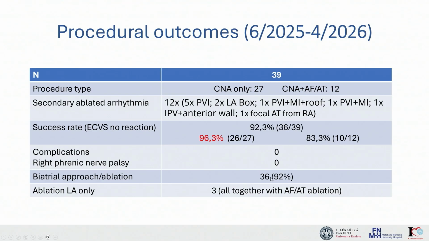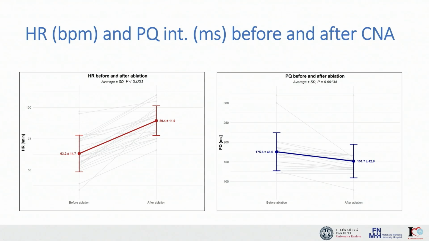You see the majority of these patients were treated with a biatrial approach, and in those we did ablation just from the left side. It was in the group of patients with AFib or AT ablation. Here we have procedural outcomes in terms of heart rate. You see there is an evidently significant increase in heart rate before and after ablation, and also there is a change in PQ interval.